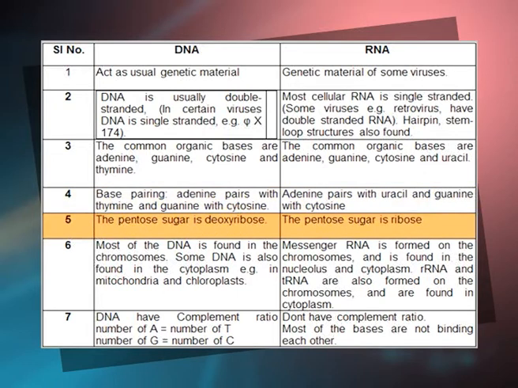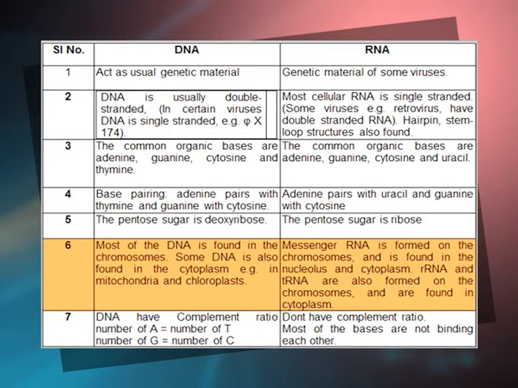In the case of DNA, the pentose sugar is deoxyribose. In the case of RNA, it is ribose sugar. Most of the DNA is found in the chromosomes. Some DNA is also found in the cytoplasm, for example in mitochondria and chloroplasts.